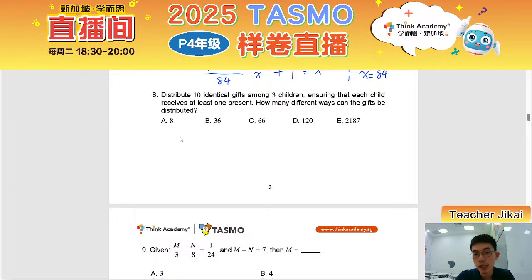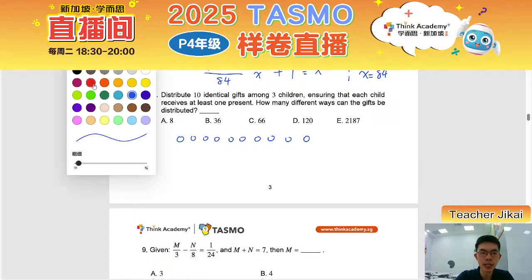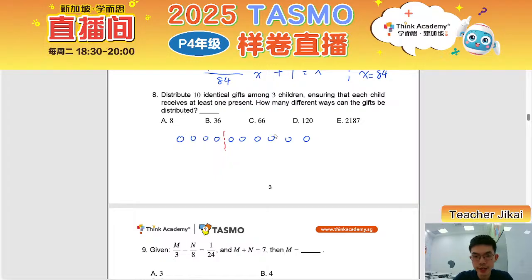So we have 10 identical gifts. So we just write down 10 gifts here. And how can we distribute it like this? How can we distribute the gifts to the children here? So first, I just assume I give 4 gifts to 1 child, right? 4 gifts for the first child, and second one 4, third one 2. This is kind of combination, right? This is for child 1. This is for child 2. This is for child 3.